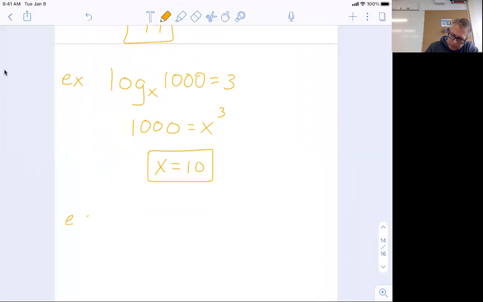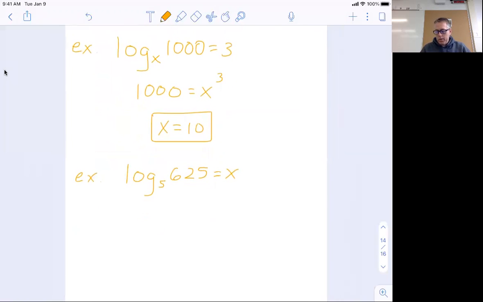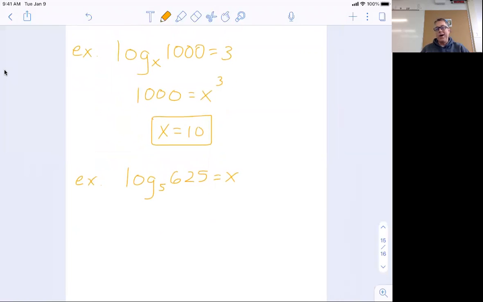So if we had something like log base 5 of 625 is equal to x, and I wanted to solve that, well, this is asking 5 to what power is 625? Or if you write that in exponential form, remember the 5 moves over and the x moves up. So it's 625 equals 5 to the x. Well, I don't know that off the top of my head. That wasn't one on the list, but I know that x is an integer.